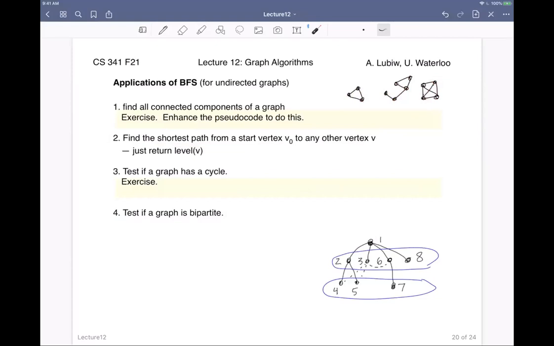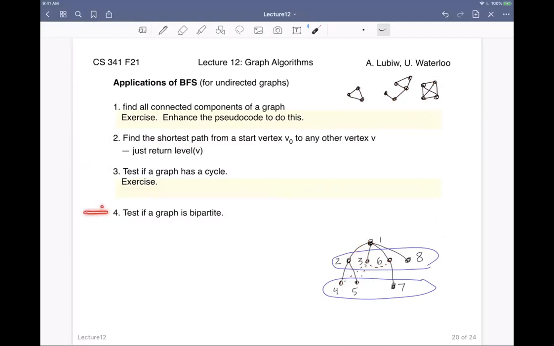The third application is to test if a graph has a cycle. And for that, it's worth looking here at this picture and noticing these dashed edges that were not part of the tree. What do you see about those dashed edges? If I add them into the tree, they're the ones that make the cycles, right? So that is a hint for how to do this exercise and discover out of a breadth first search whether or not the graph has cycles.